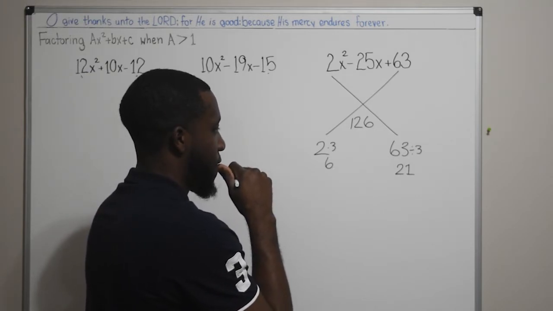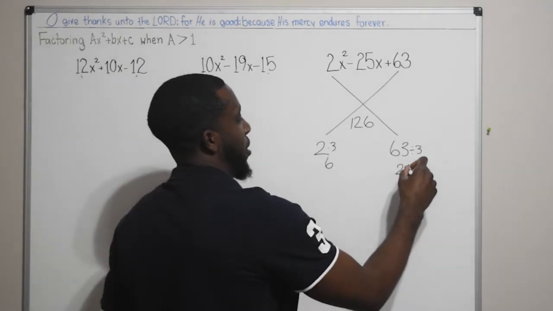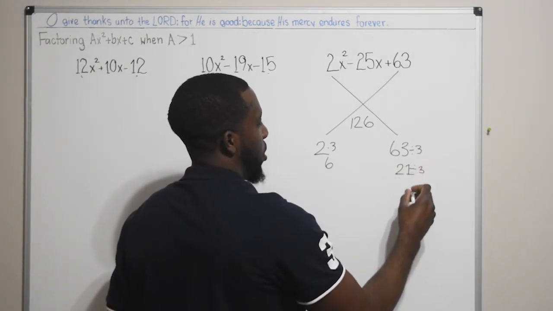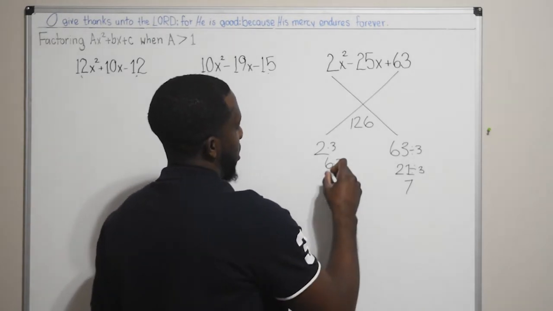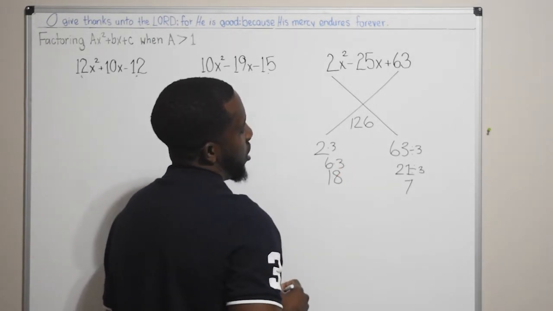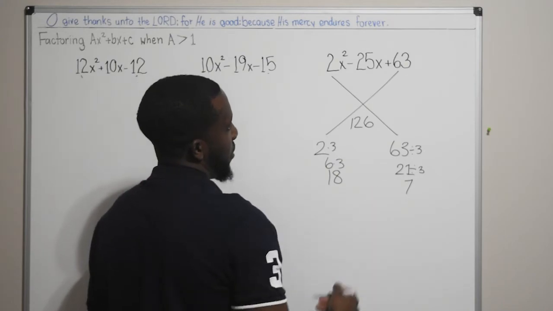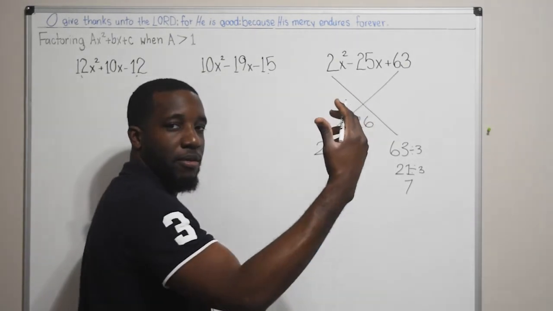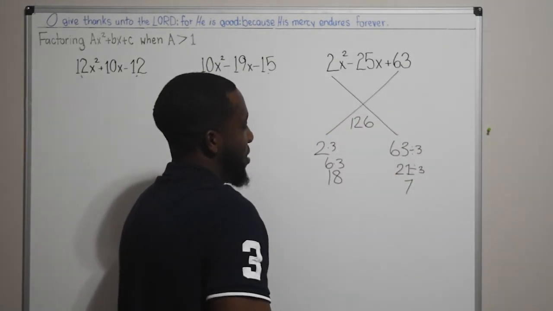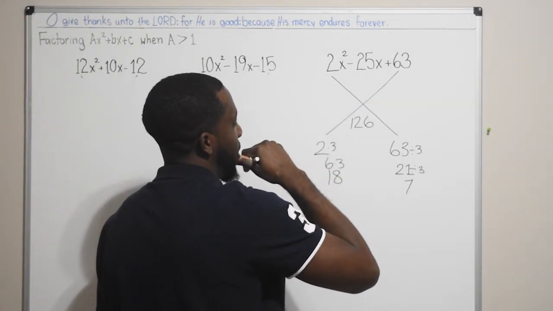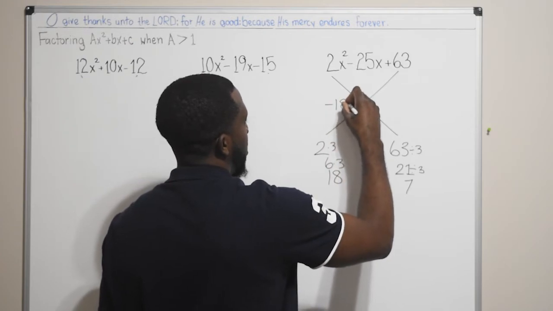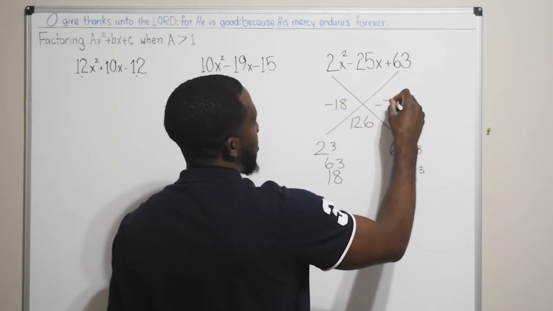All right. So let me divide this by 3. So I'm going to get 7 and I'm going to multiply this by 3 and I'm going to get 18. So we got 18 and 7. It's 25. Found it. It's that easy. All right. So this is negative 25. So we're going to get two negative numbers. We're going to get negative 18 and negative 7.